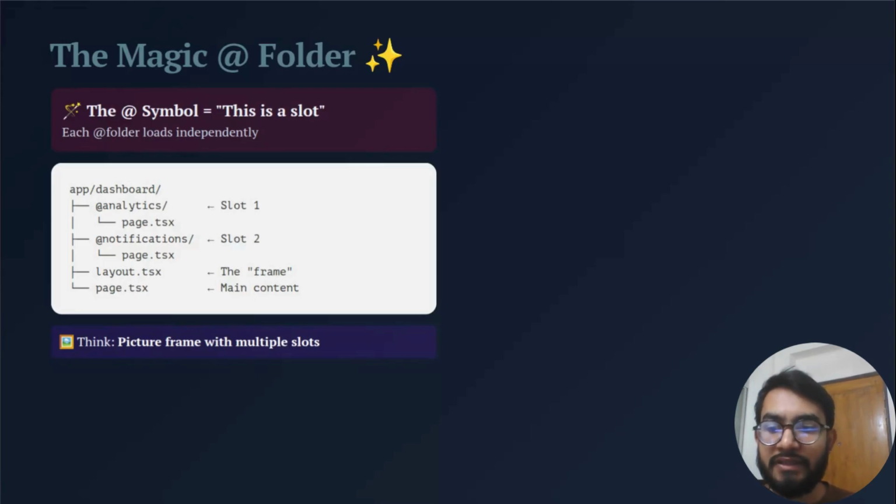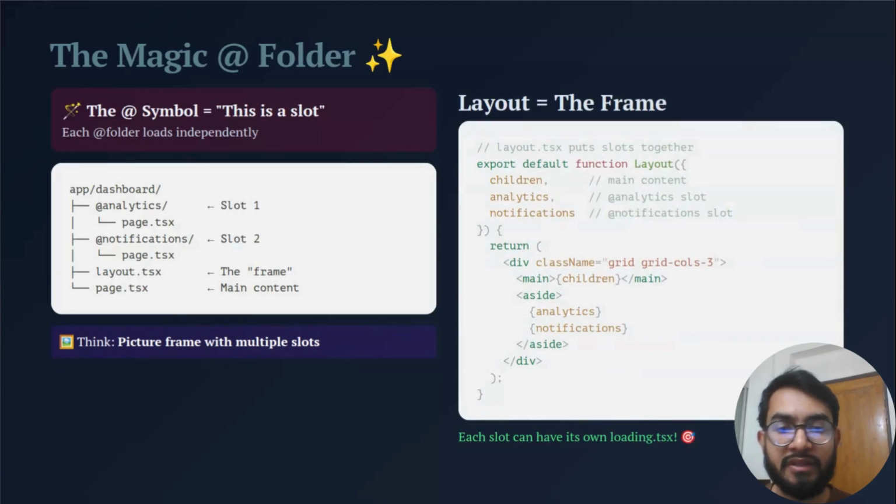You can see it like a picture frame with multiple slots. So how would the layout look? It would be like this: the layout gets the main content, and also the analytics slot and notification slot, which you can just pass as props. Each slot can have its own loading.tsx file. Here we only define page.tsx in each slot, but you can also define loading.tsx as well. That loading.tsx is responsible only for that slot.